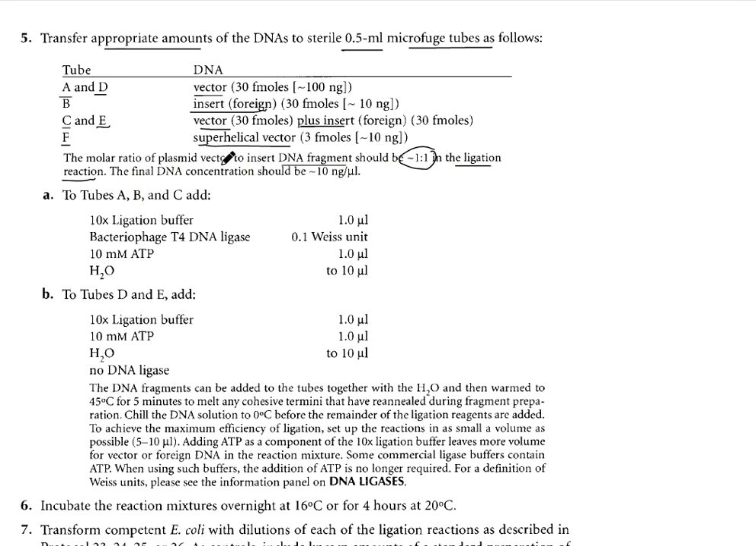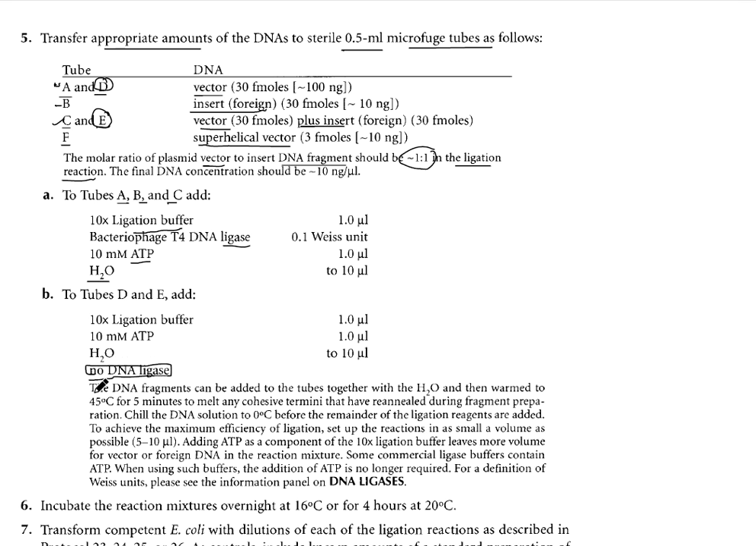Okay, so the plasmid vector to insert ratio should be 1:1. Now, to the tubes A, B and C, what do we need to add? We will add ligation buffer and ligase enzyme, ATP and water. But to tubes D and E, what will we add? We will add no ligase enzyme. Everything is the same, we will not add any enzyme.